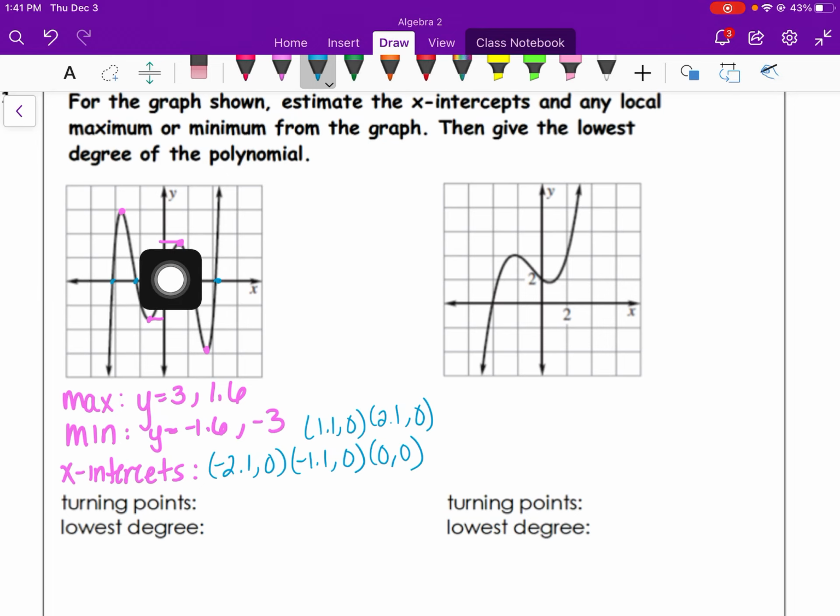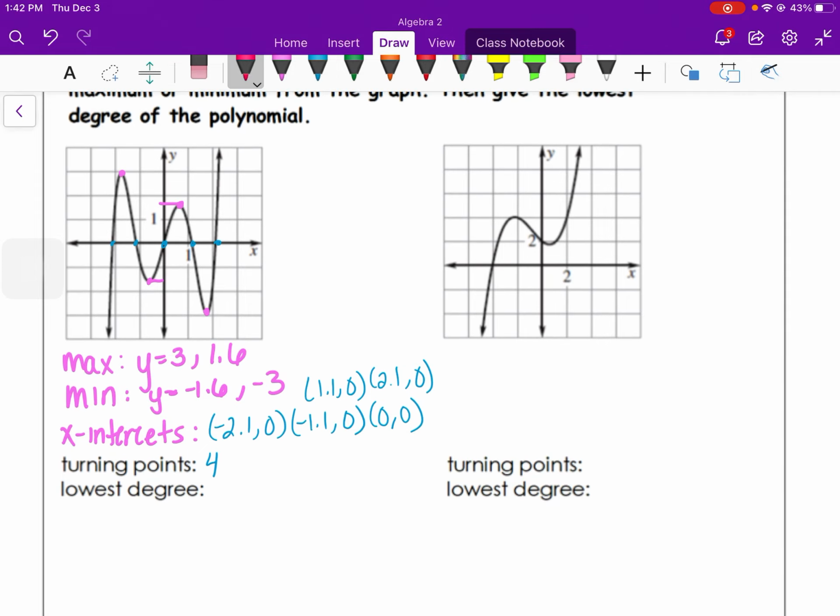It has 1, 2, 3, 4 turning points. And notice that it has 2 maximum and 2 minimum points, so 4 of those, which means it has 4 turning points because the maximum and minimum occur at where the hills and valleys are. And the number of turning points has to be 1 less than the lowest degree, which means that this could be a degree of 5. That would be the lowest degree. It could be a degree of 7 or 9.